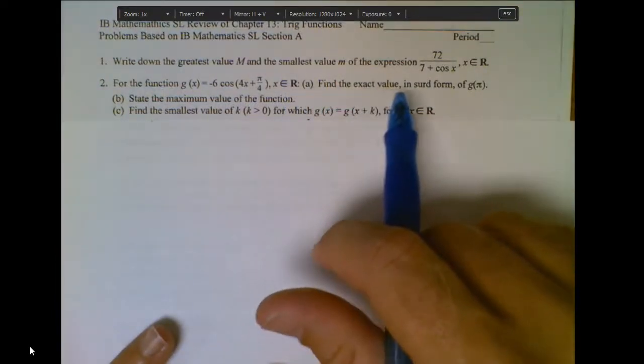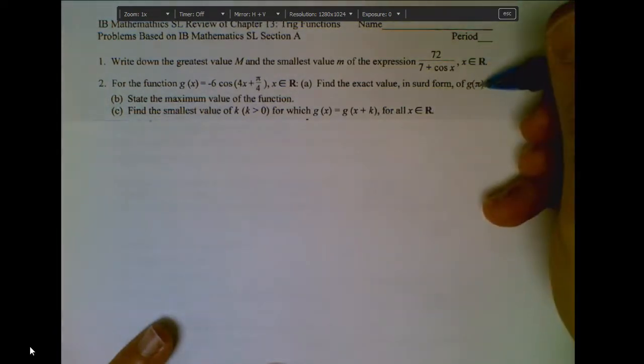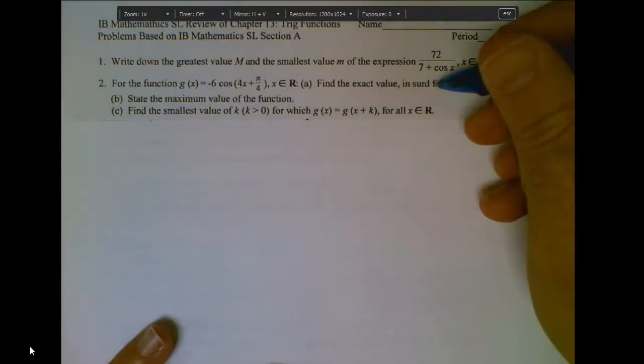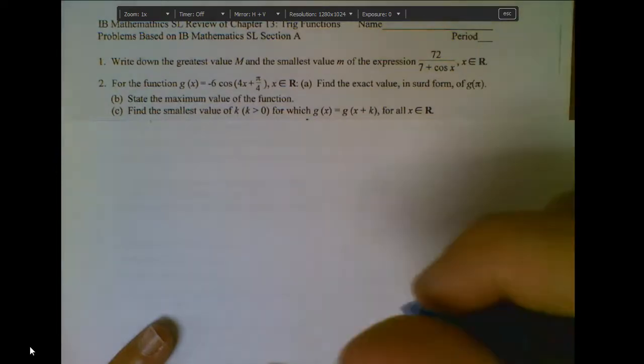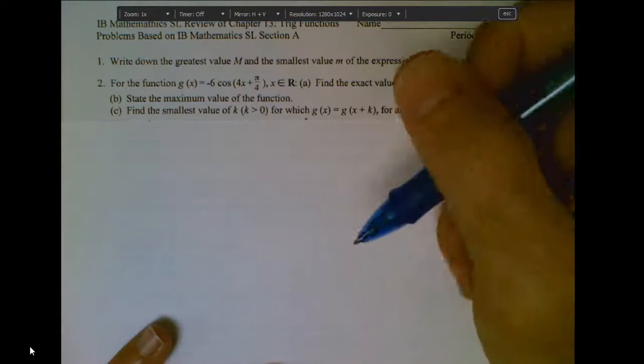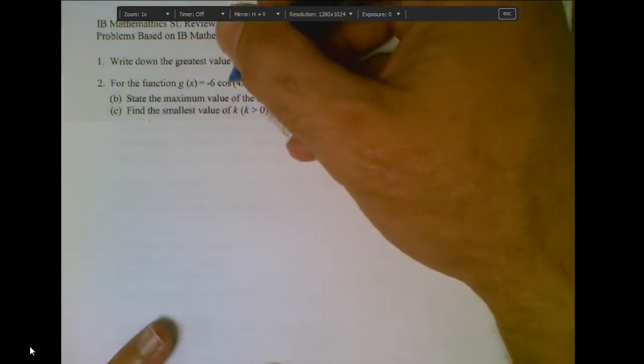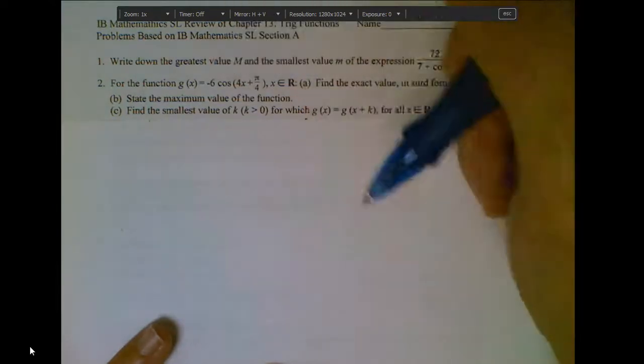Find the exact value in surd form. That's the IB word for radical. So in radical form of g of pi. So we're just plugging in pi into the g function, and we want to leave our answer in radical form or surd form. So if I take that x and replace it with pi, we'd be looking at 4 pi plus pi over 4, cosine of that, and then times negative 6.